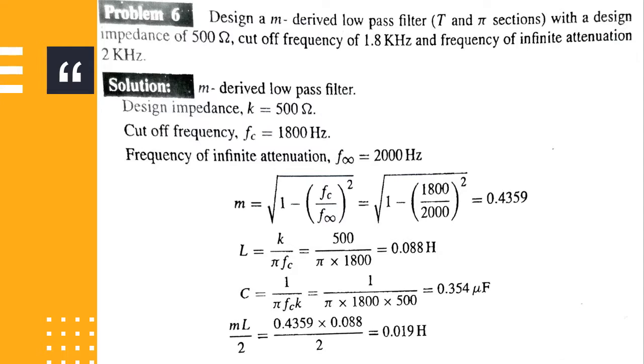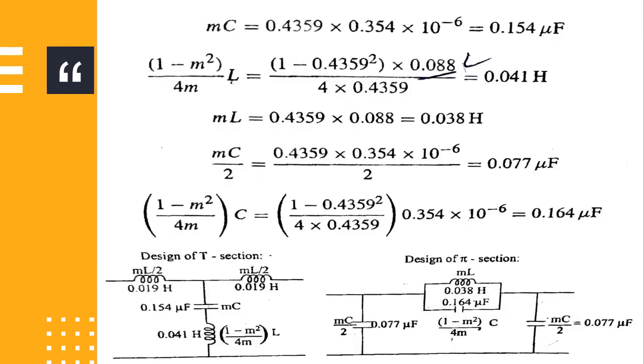Same thing, how we can start: mL by 2. So substitute the value of m, substitute the value of L, and the 2, you will get the answer of 0.019 Henry. The mC, that is 0.435, we have already done, and the C value is 0.35 micro, so you will get 0.154 microfarad.